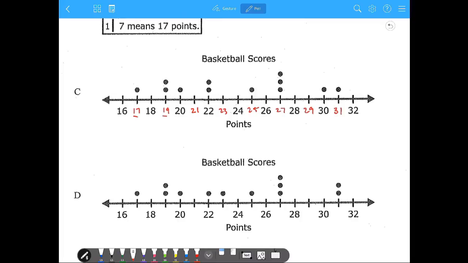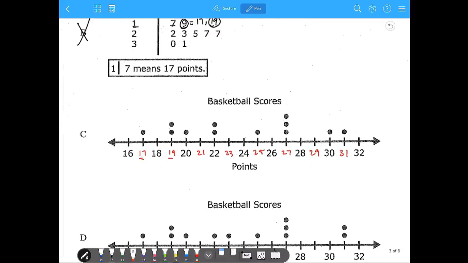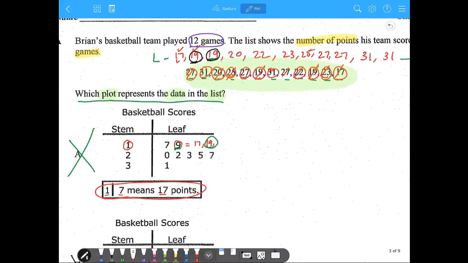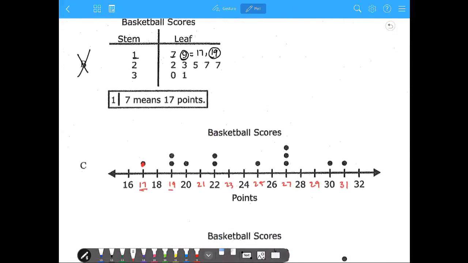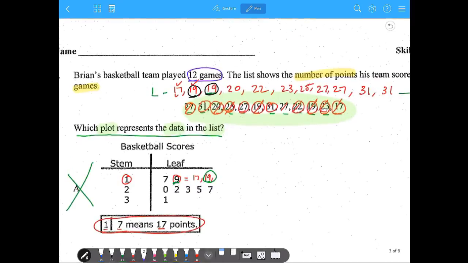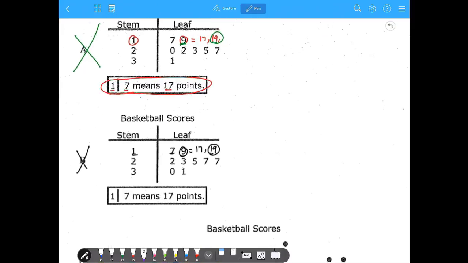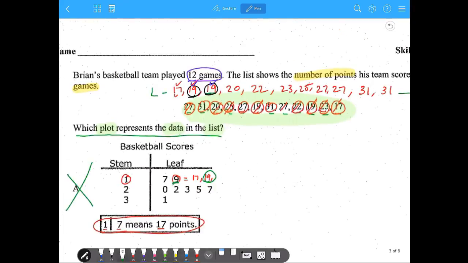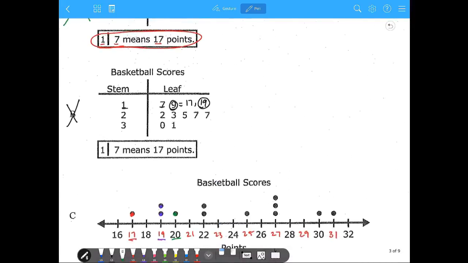Okay, so letter C says that they scored 17 points 1 time. Let me look up at the chart, and they did. Check, 1 time. Let me go back. And here it says 19 points 2 times. Yes, they did. 1, 2. So far so good. Let's check the next one. It says they scored 20 points 1 time. Let me go up. 20 points 1 time. Yep, so far so good, guys.